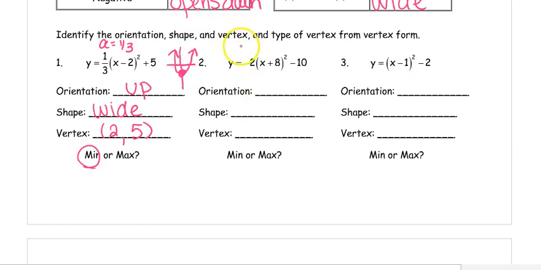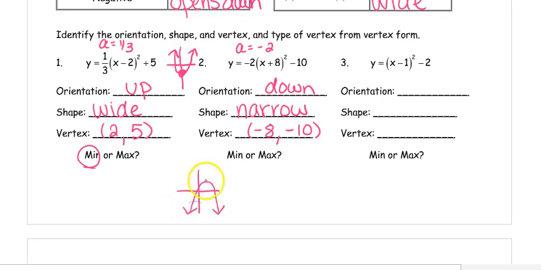So if we look at number 2, our a value is -2. Since it's negative, the orientation is down. Then since the absolute value of -2 is 2, and 2 is greater than 1, that means it has a narrow shape. And then for the vertex, we take the opposite of h, so -8. We keep the sign of k, -10. Then if the graph opens down, that means it looks something like this. So that means that the vertex is a maximum.